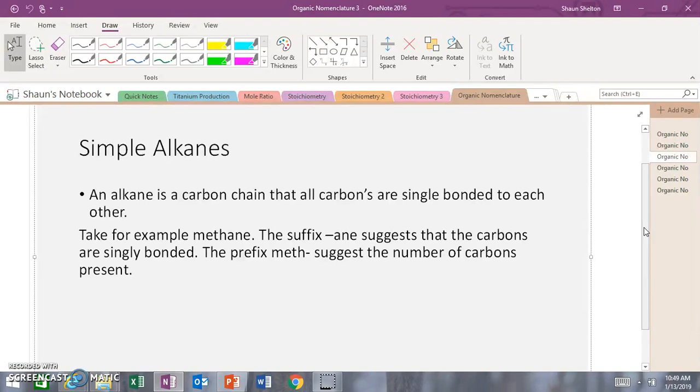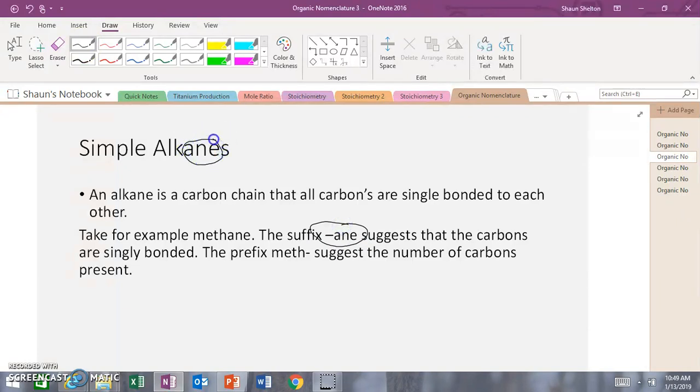Now this is the part where we get into the nomenclature aspect, and that is the suffix versus the prefix. Now the suffix itself suggests that the carbons are single bonded. Notice that you have the "ane", which I'll circle here and up here. This is what tells us that we're dealing with an alkane. The other part is that we have the prefix. Now the prefix here is "meth", and the meth part will tell us the number of carbons that are present in that molecule.